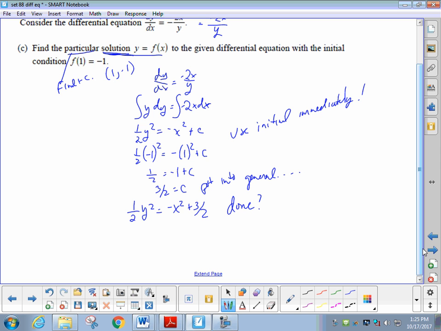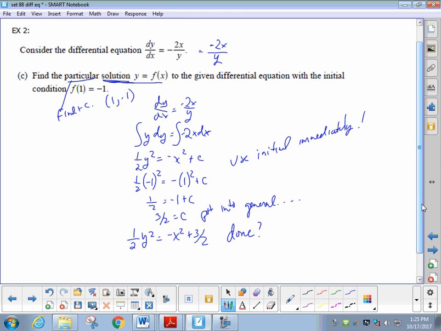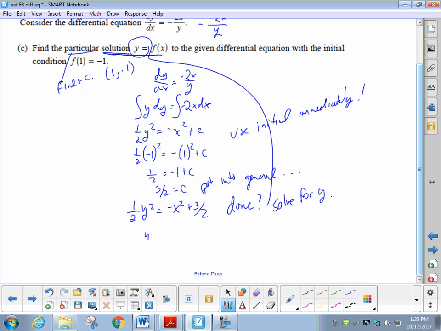Yes. Okay. There is a tip in here that tells you you're not done. What is it? They say solve for y. You are supposed to solve for y. So do so. If you move the 2, you get y squared equals negative 2x squared plus 3. Square root, you get plus or minus the square root of negative 2x squared plus 3. Sweet. Done?